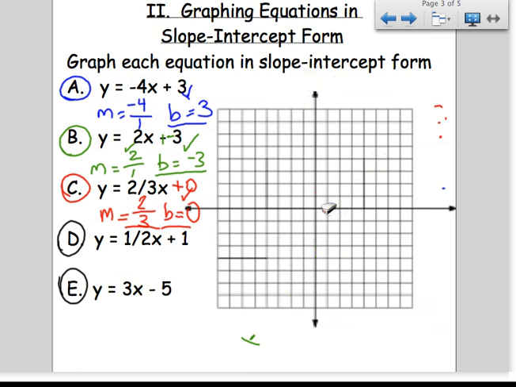Okay, you've tried them, so now it's time to check. Looking at D, the slope is 1/2, and the y-intercept is 1. So if you graph that, that means your y-axis is here. You should have started at 1 above the x-axis, that's the y-intercept, and built a line with a rise of 1 and a run of 2. Rise of 1, run of 2. And that should have been line D.